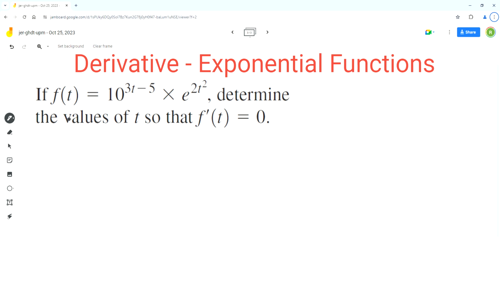Now this function f of t is made up of two exponential functions. The first one is 10 to the power 3t minus 5. This one has a base of 10. And then the second one is e to the power 2t squared, and this one has a base e. So let's start with the derivative. Now these two exponential functions are being multiplied, so we'll have to use the product rule.